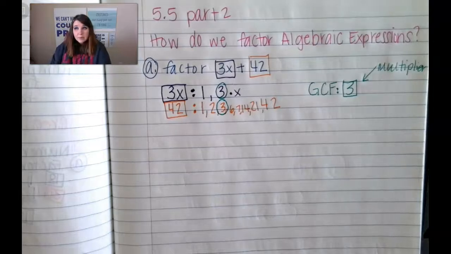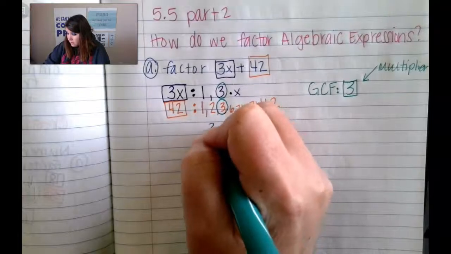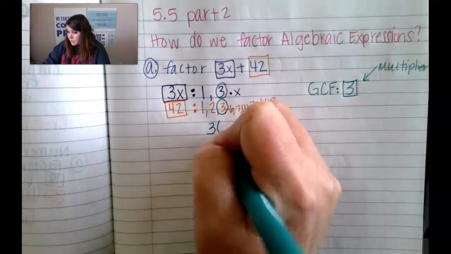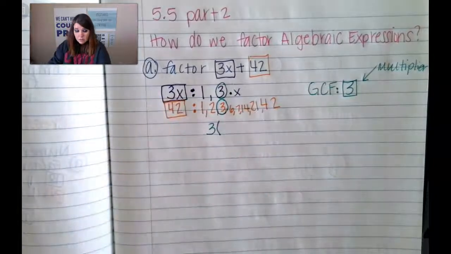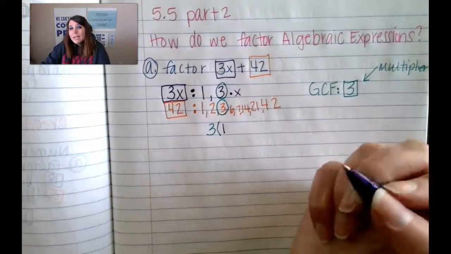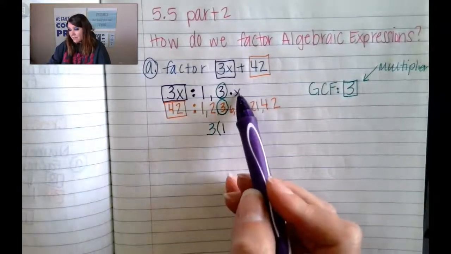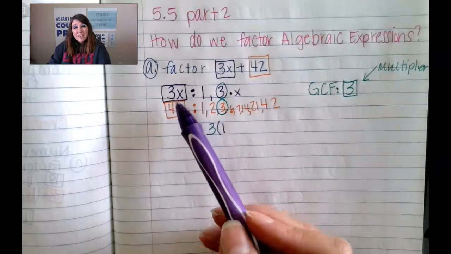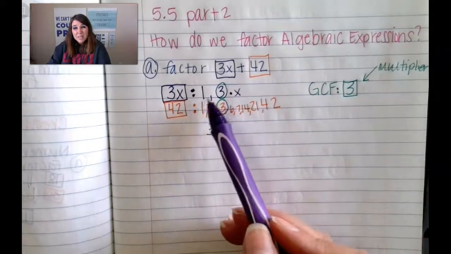So we're going to take this number and use that one on the outside of the parentheses. So 3 times what gives me 3? Well, 3 times 1. But wait, there's more. We know it needs to have the x on it, so we cannot forget the letter because it's really 3 times 1x.